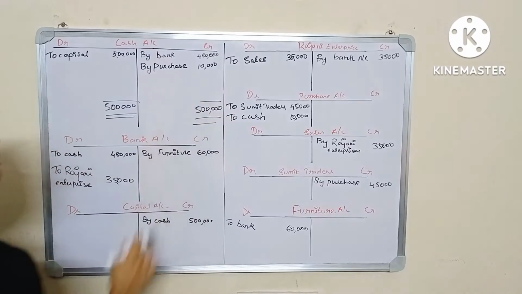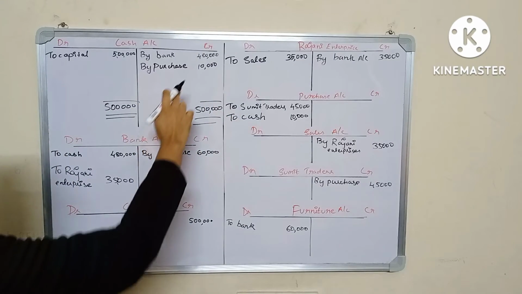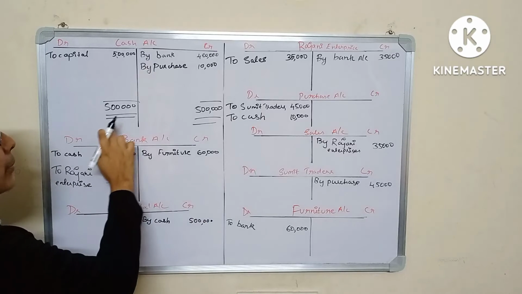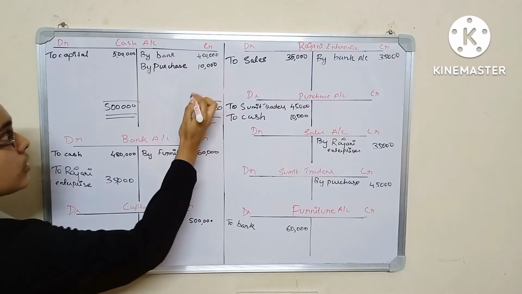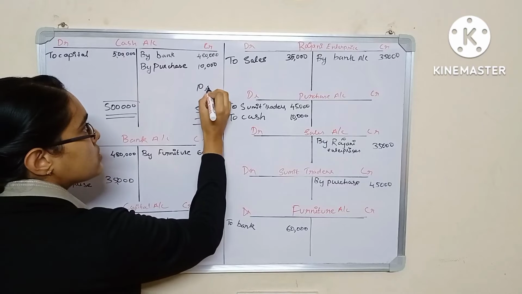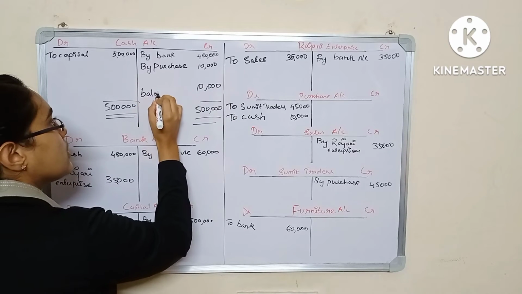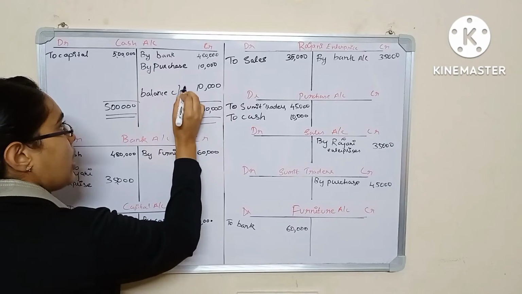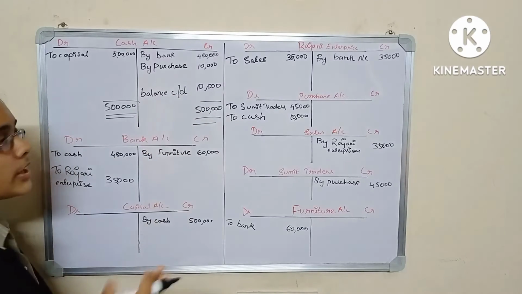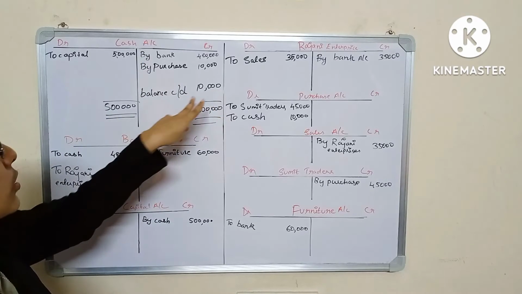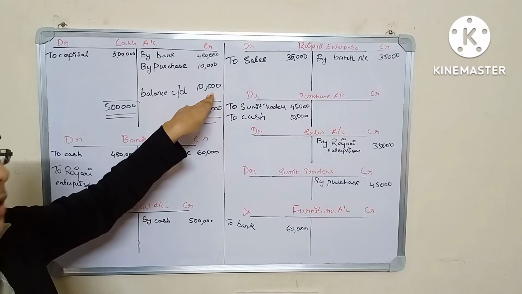Now, what will be the difference? 4,80,000 plus 10,000, you get 4,90,000. 5 lakh minus 4,90,000. What will be the balance? 10,000 will be the balancing figure. Balance carried down, or balance c/d, which is 10,000. When you balance the cash account, you get a closing balance of 10,000.